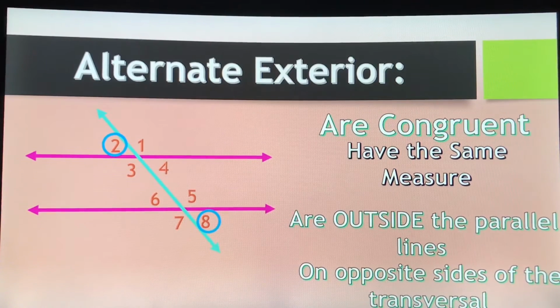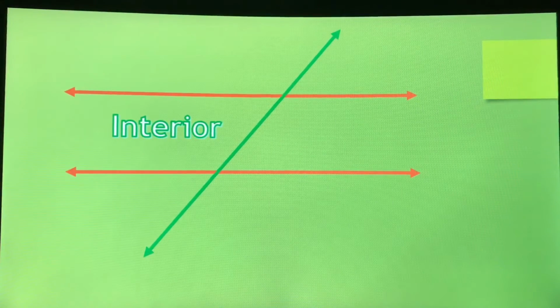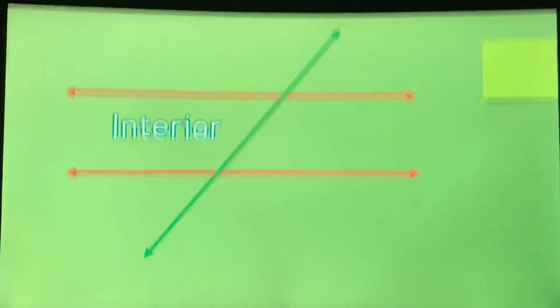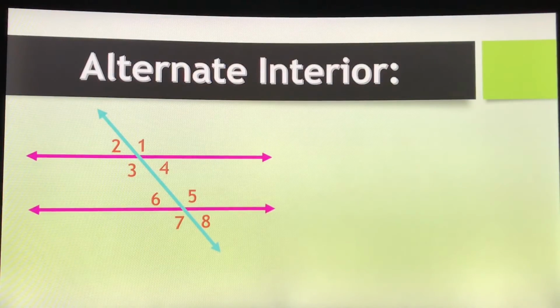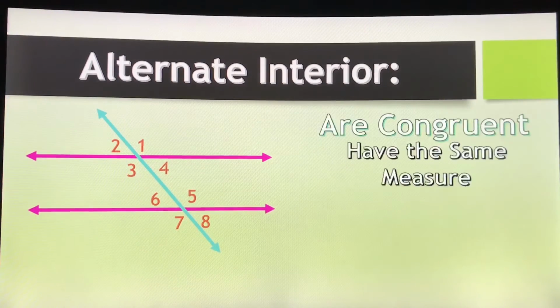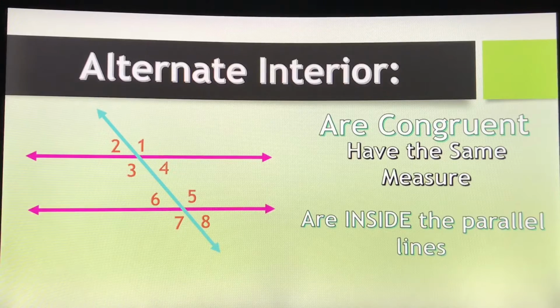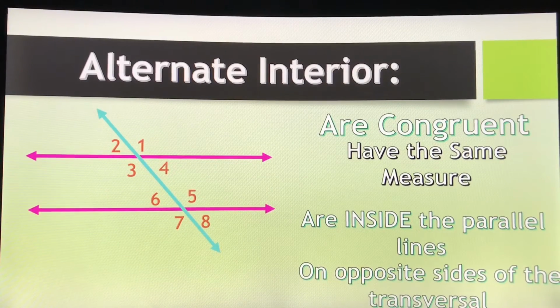Well, we have exterior, that leaves us with interior, inside. So you're now inside your two parallel lines. So your angles can really only come from inside. Keep that in mind. Now we're going to alternate interior. It's the same exact concept as the exterior, except we're not focusing on the numbers outside. Here I'm going to focus on the numbers 3, 4, 5, and 6, because those are inside. Again, they're congruent. They have the same measure. They are inside the parallel lines, and they're on opposite sides of that transversal. They're basically in opposite positions.